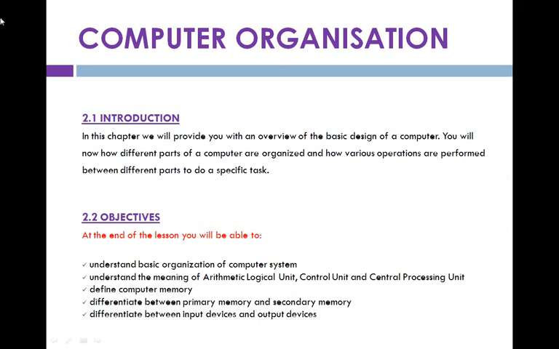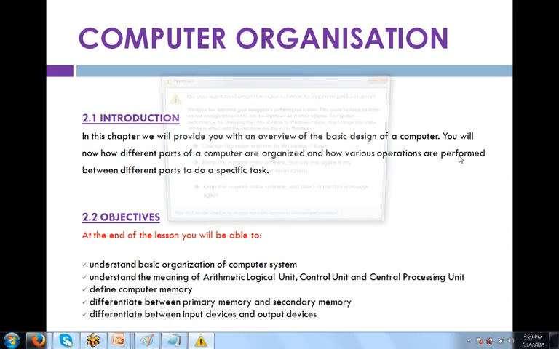Then there is the introduction, topic 2.1. In this chapter, we will provide you with an overview of the basic designing of a computer. Means what are the basic things that make a computer, that is the basic design of a computer. You will know how different parts of a computer are organized and how various operations are performed between different parts to do a specific task. Means how computer components are organized and how various operations are performed by the CPU.